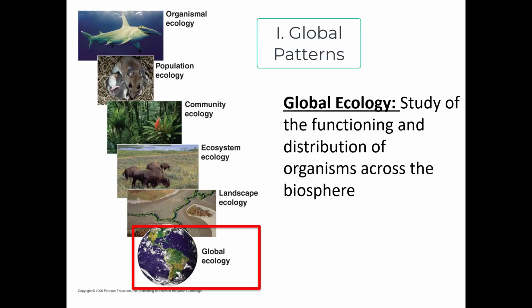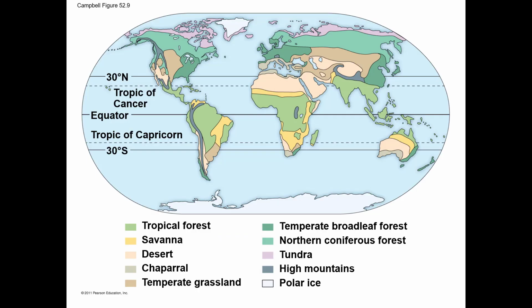This is global ecology, so we are moving on from the study of animal behavior and musculature to the study of the whole globe, and it's the functioning and distribution of organisms across the biosphere. Let's take a look at that biosphere. You notice that deserts tend to be around 30 degrees north and south. You notice that tropical forests tend to be near the equator. Polar ice exists, well, at the poles. And then you have grasslands and coniferous forests, but those are only at certain parts of the world.